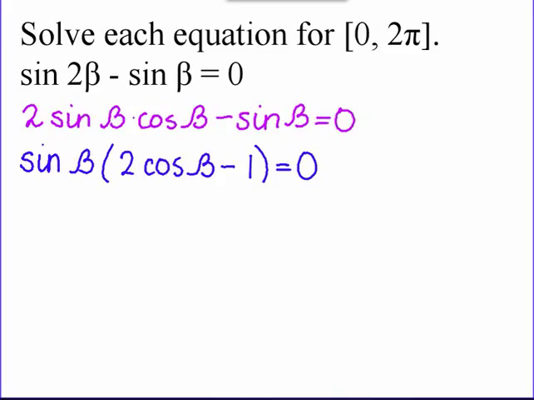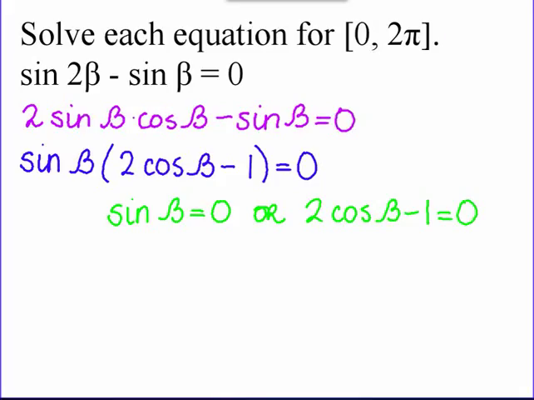So now the zero product property states that either sine equals 0 or 2 cosine beta minus 1 equals 0. In this case, sine equals 0, your pink sheet, your best friend, tells you that occurs at 0, pi, and 2 pi. The reason we use 2 pi this time around is that it is included, it's got a bracket. So now on the next one, I need to go ahead and solve that.